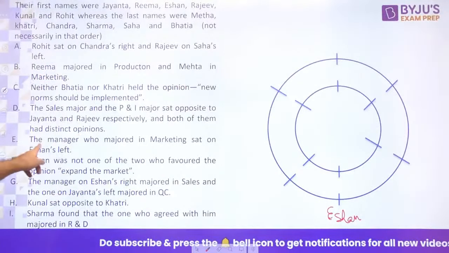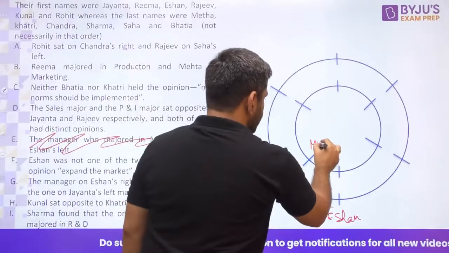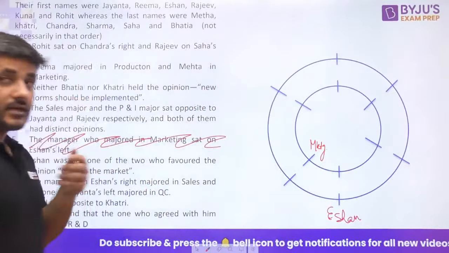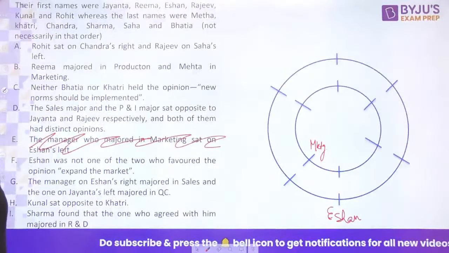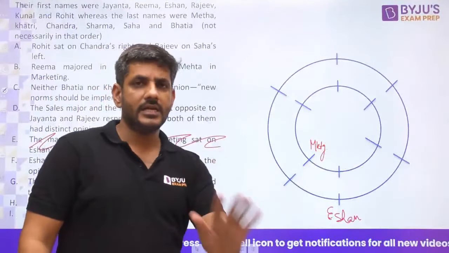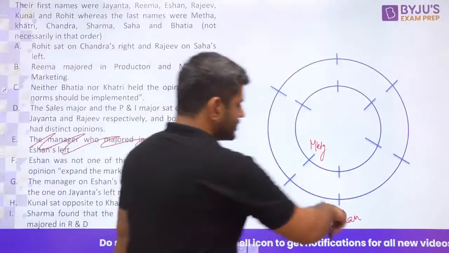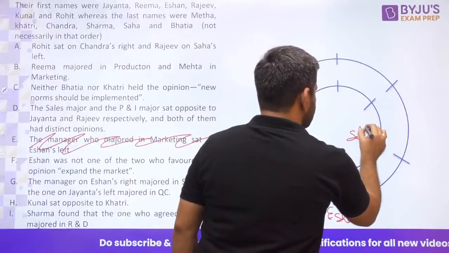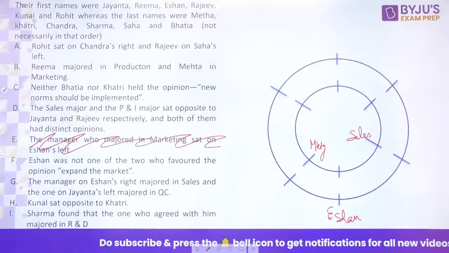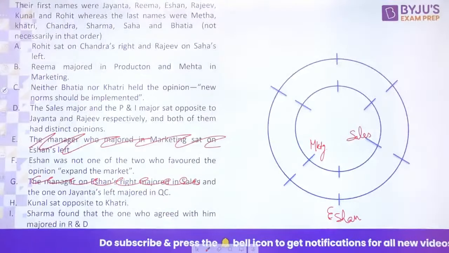Ishan को मैंने यहां बनाया, the manager who majored in marketing sat on Ishan's left, so marketing वाला is to Ishan's left, so I am writing marketing over here. और ये स्टेटमेंट आई हैव कट डाउन बिकॉज ऑफ कोर्स आई हैव यूज्ड दिस. Let's move forward. Ishan was not one of the two who favored the opinion expand the market. Currently I won't be able to write it anywhere, so I'm currently leaving it. Okay, आगे बढ़ता हूं. The manager on Ishan's right majored in sales. ईशान के जो राइट में है that person majored in sales, and the one on Jayanta's left majored in QC. I do not have any information on Jayanta's left, तो अभी उसको मैं छोड़ दे रहा हूं.